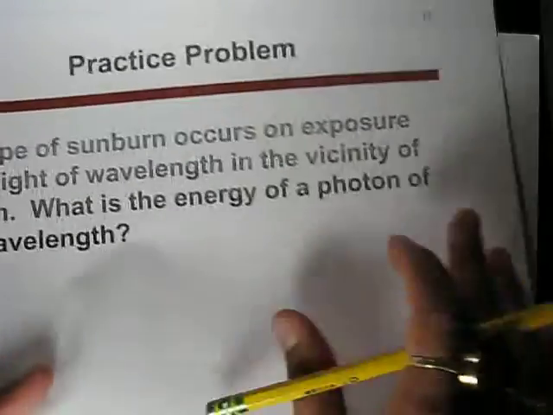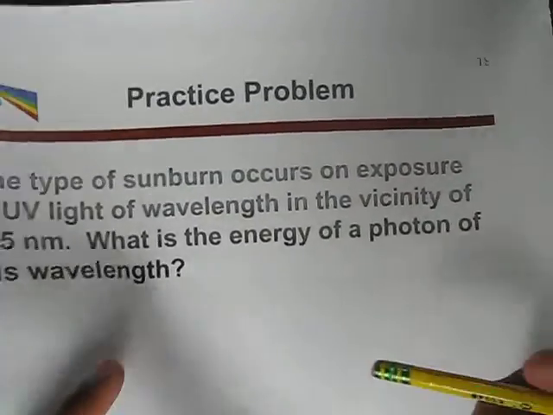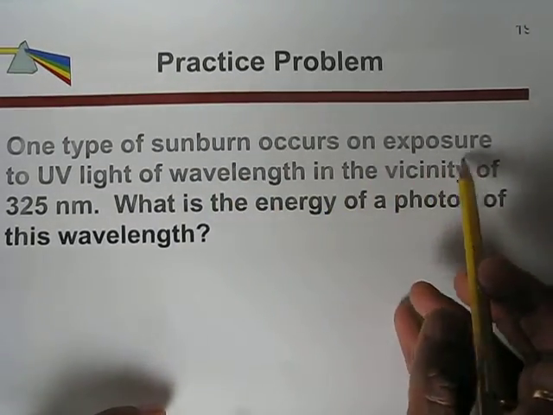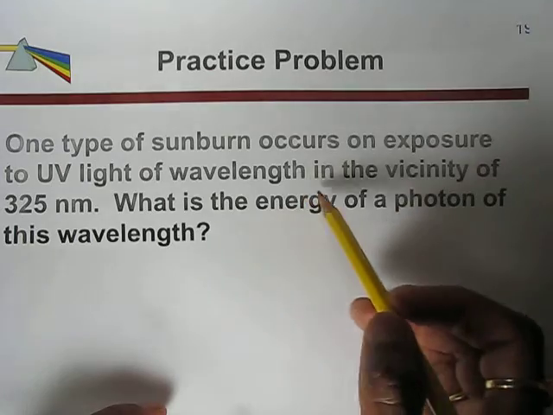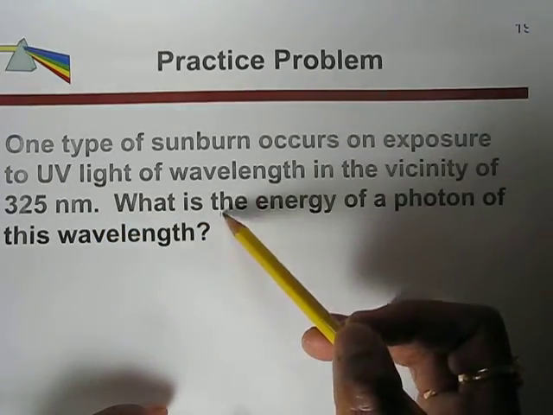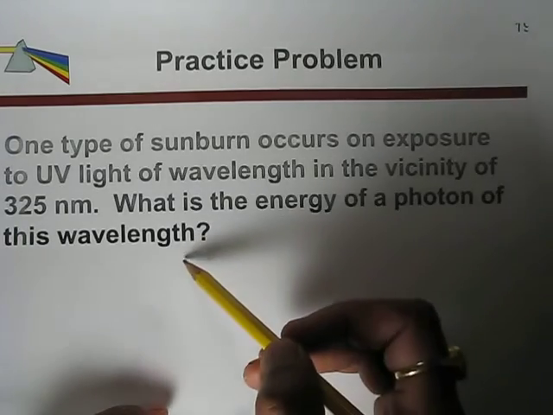So let's see one practice problem. One type of sunburn occurs at exposure of UV light of wavelength in the vicinity of 325 nanometer. What is the energy of a photon of this wavelength?